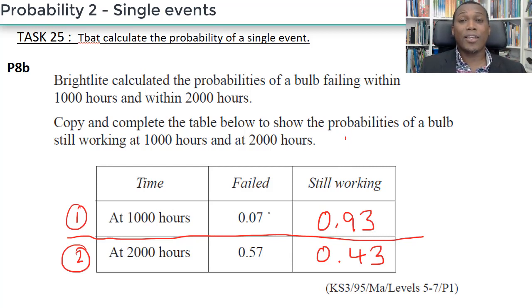Those are your answers. The sum of all the probabilities in a particular situation adds up to 1. Single events now. Sorted. Probability of a single event. We're going to expand on this topic. So far, this is all theory. What about experimental probability? What happens when we do experiments? That's what we're going to look at in task 26.